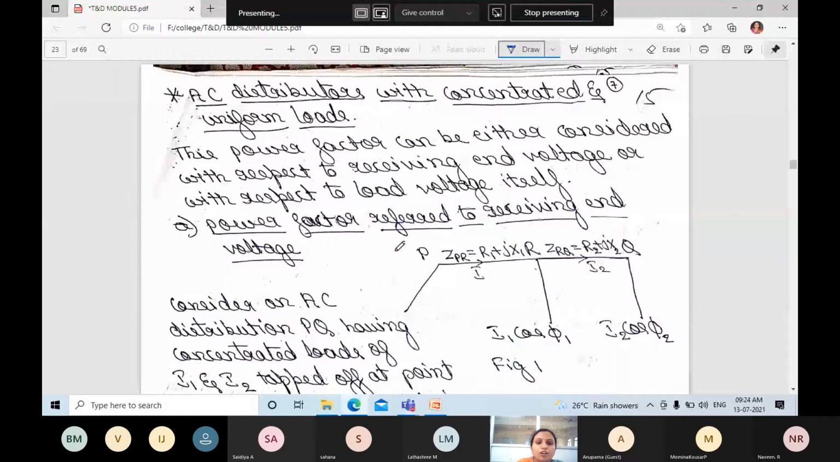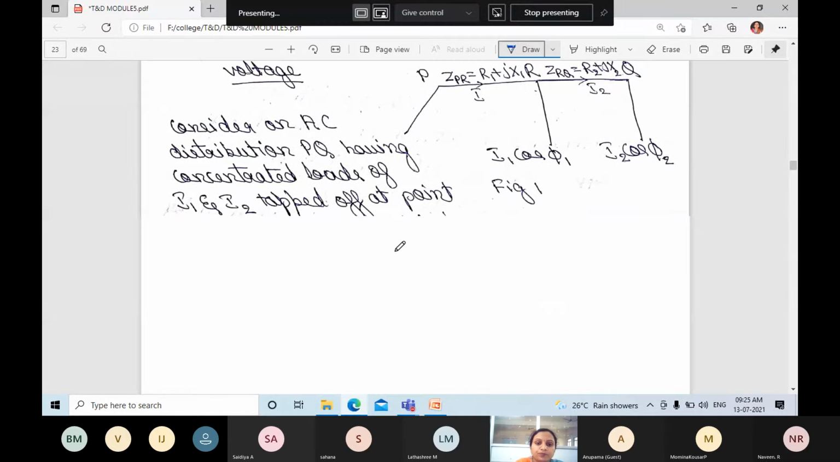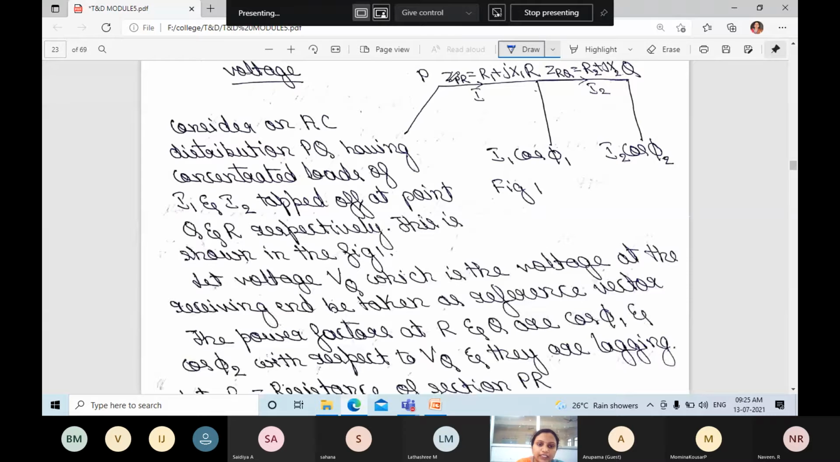The power factor referred to receiving end voltage. Consider an AC distributor PQ having concentrated loads I1 and I2. You can observe this is an AC distribution line PQ. There, two concentrated loads I1 and I2 are connected, tapped at points Q and R.